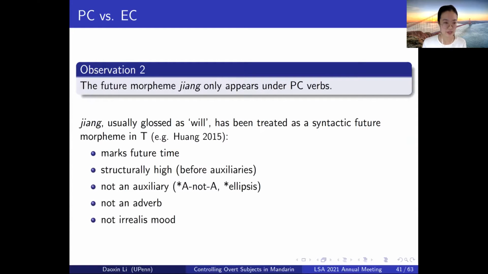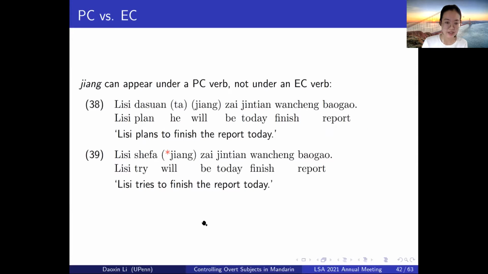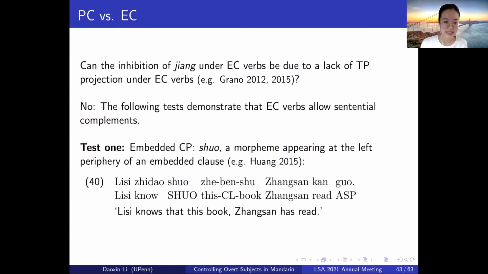Now, the second argument for a structural difference between partial and exhaustive control is that the future morpheme 将 can only appear under partial control verbs. This is a syntactic future morpheme that is to be distinguished from auxiliaries or adverbs. The crucial part is it can appear under a partial control verb, as in 38, Lisa plan, he will, today finish report, but it cannot appear under an exhaustive verb. So in 39, "Lisa try will be today finish report" is bad. So why is this?